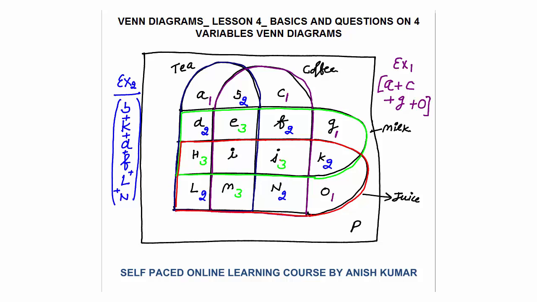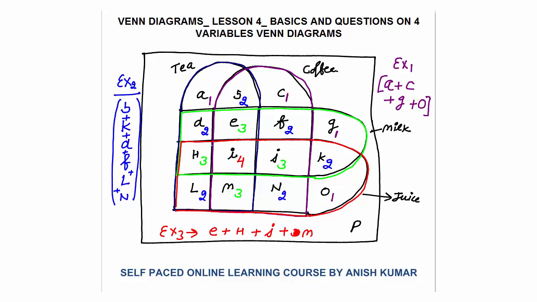And the last, the number of people who drink all the four drinks, is I, because I comes in the circle of tea as well as coffee as well as milk as well as juice. So when I say exactly three drinks, your answer should be E plus H plus J plus M. This is the number of people who consume exactly three drinks.